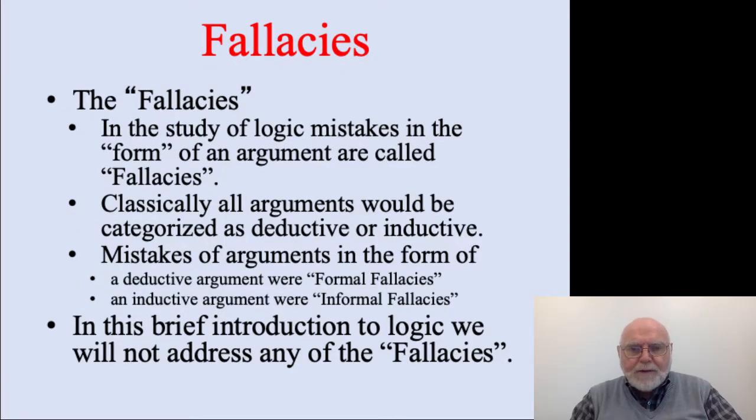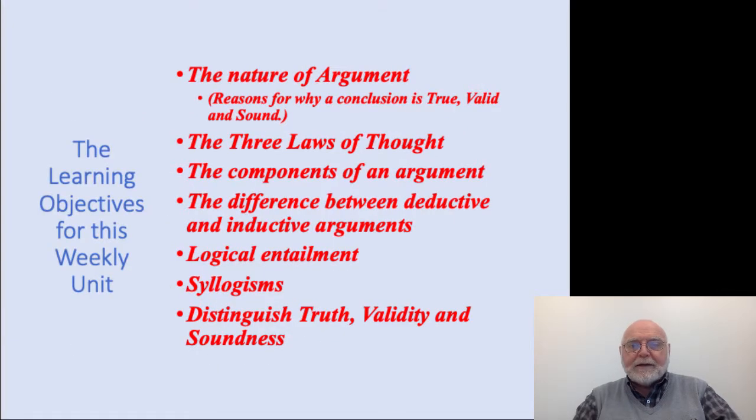Fallacies. One quick brief word on fallacies. In the study of logic, mistakes in form are called fallacies, and all classical arguments can be categorized as either deductive or inductive. Mistakes of arguments in the deductive form are called formal fallacies, and mistakes in inductive arguments are informal fallacies. An example of informal fallacies would be the ad hominem argument, an argument which argues against a person on the basis of their race or colour or age or sex or anything you bring up that's pejorative, and so you can't believe you because you didn't go to the right college. That's an argument against the person, ad hominem.